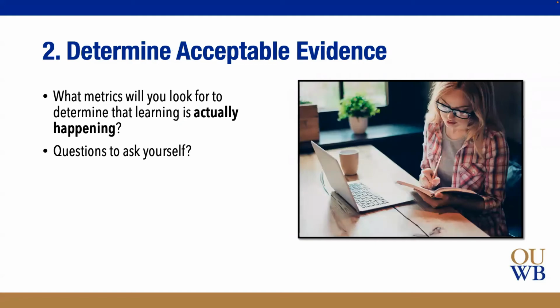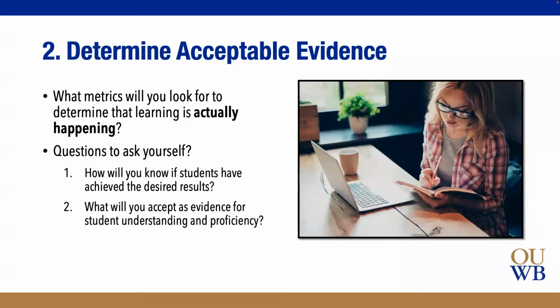Once you've clearly identified your desired results, the next step is to determine what is acceptable evidence for learners' progress toward those desired results. Here are a couple questions to ask yourself. 1, how will you know if students have achieved your desired results? And 2, what will you accept as evidence of student understanding and proficiency?